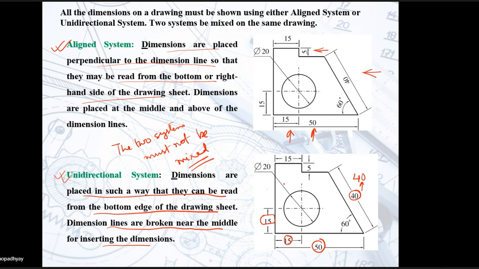If you have a look here, see the dimension text 5 here. It is placed like this in the aligned system so that it is readable from the right hand side. It is always placed above the dimension line, right? But here all the text is placed vertically. See here 60 degree, how it is placed here and how it is placed here. So this is the basic difference between the aligned system and the unidirectional system. And the two systems must not be mixed on a same drawing sheet.